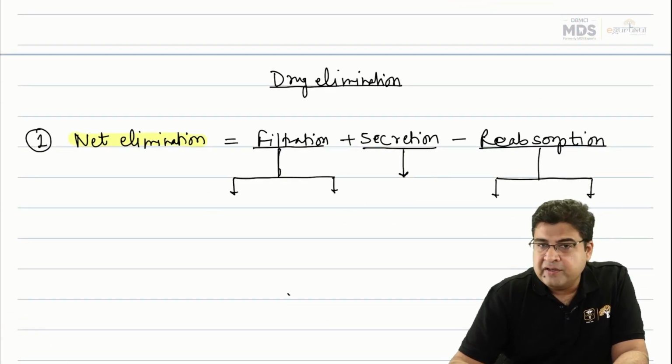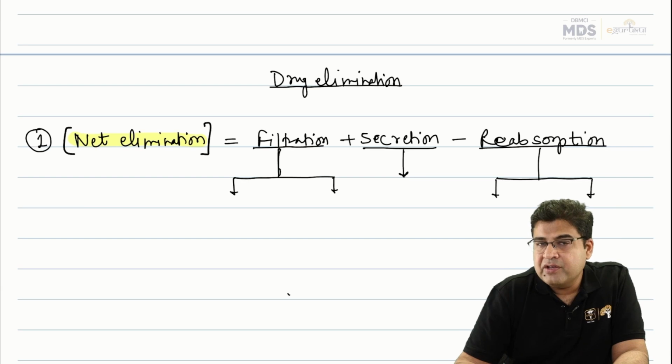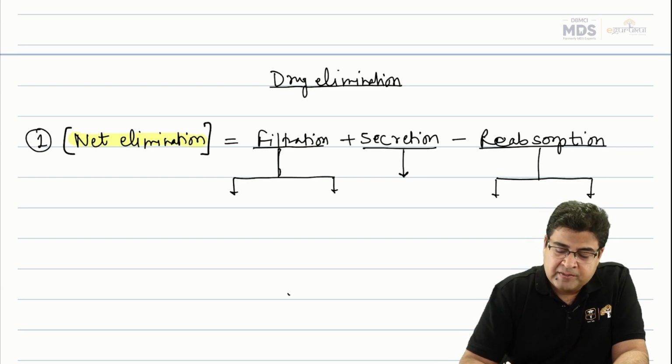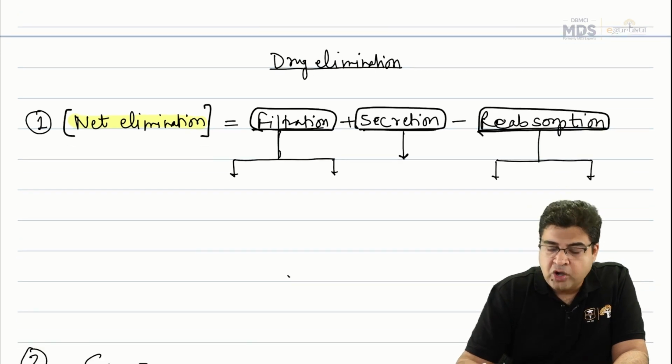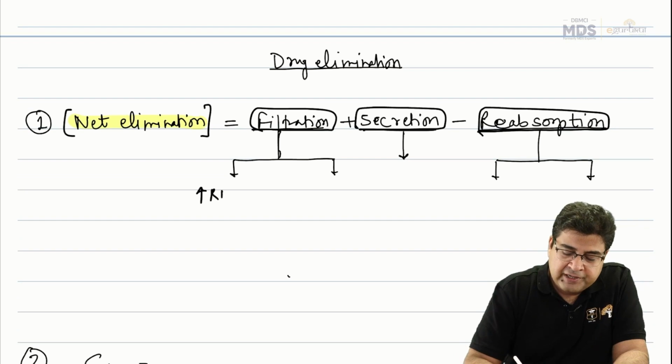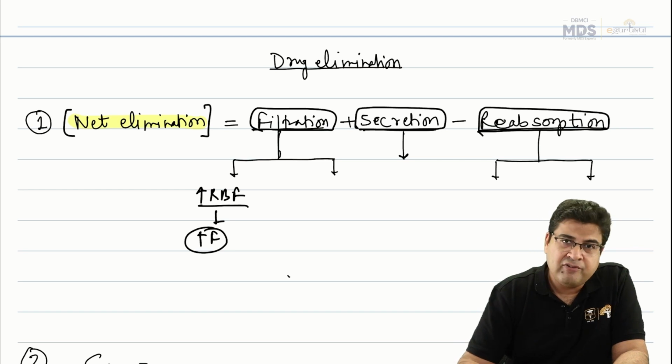Now after this liver metabolism, we have drug elimination. If we talk about drug elimination, the net elimination of the drug depends upon how much drug is filtered, plus how much drug is secreted directly in the PCT, minus how much drug is reabsorbed. How much drug is filtered depends upon the kidney blood flow. The more the kidney blood flow, the more the filtration. The less the kidney blood flow, the less the filtration.